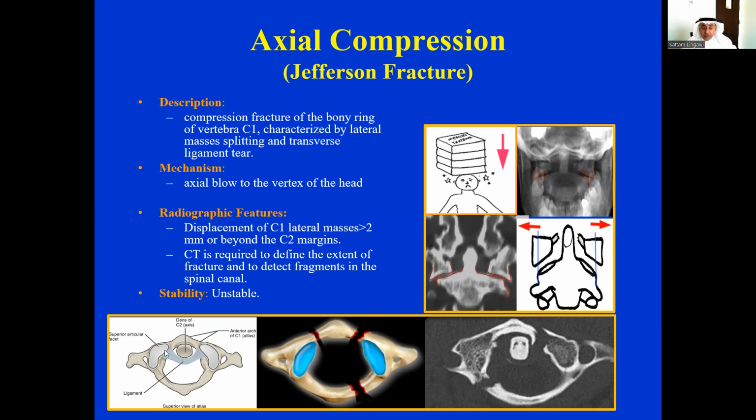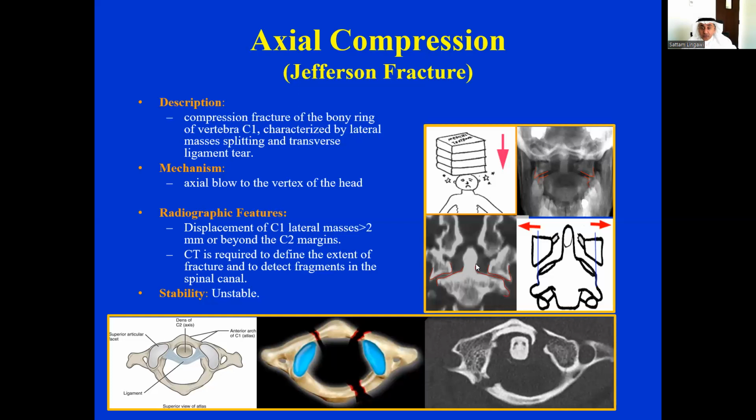This is often associated with disruption of the transverse ligament that stabilizes the odontoid process against the back of the anterior arch of C1. This is why you get displacement of the anterior arch anteriorly. This is classic Jefferson fracture, which is a burst fracture of C1 vertebral body.